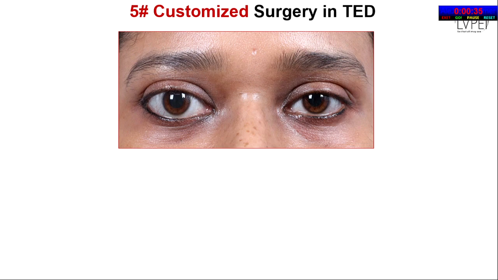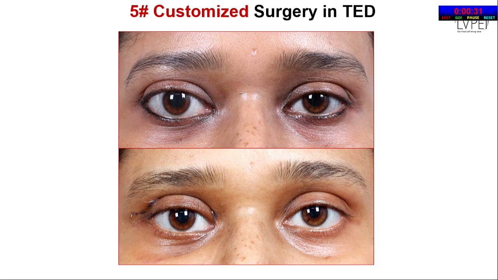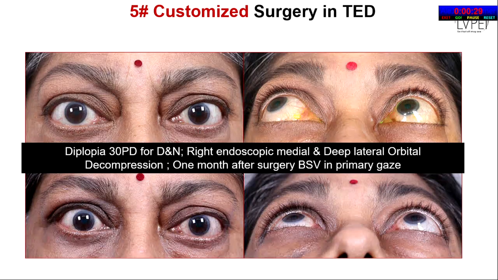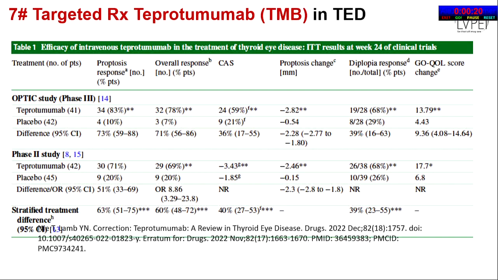Another patient where a customized surgery was done in thyroid eye disease, and that's her after the surgery. And again, another patient who had double vision to begin with, 30 prism diopters, and post-surgery in the right eye, she's single vision in the primary gaze.